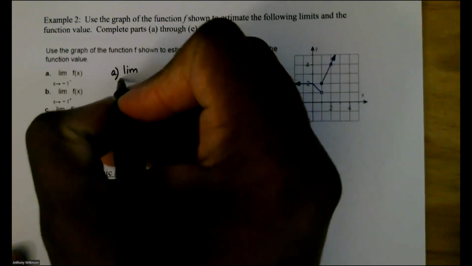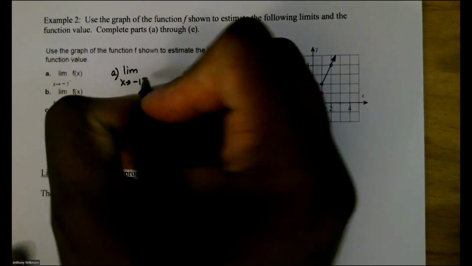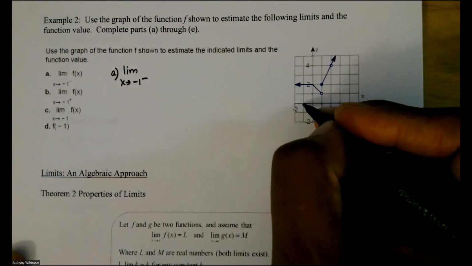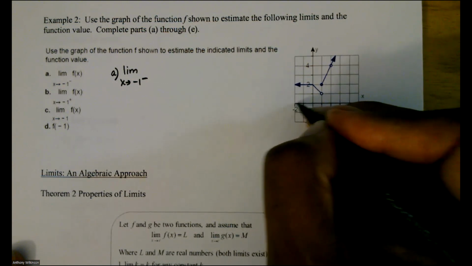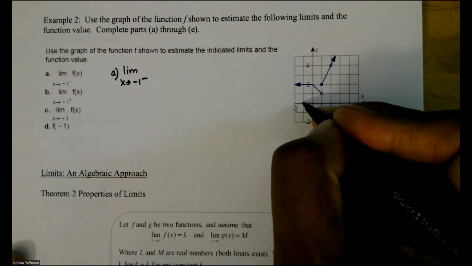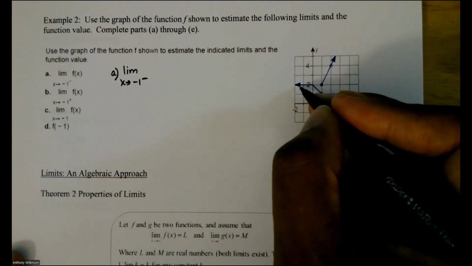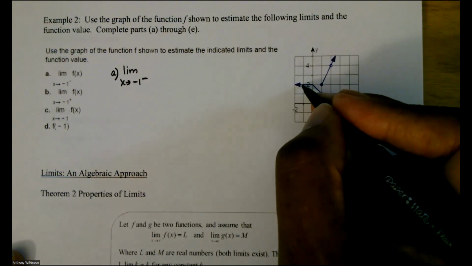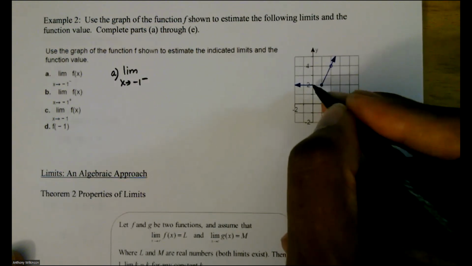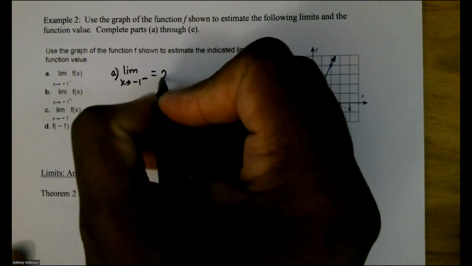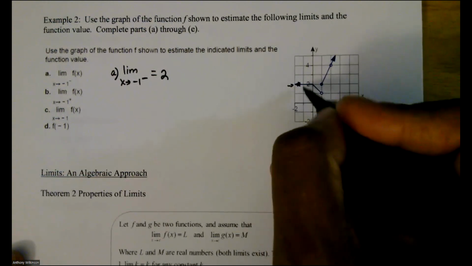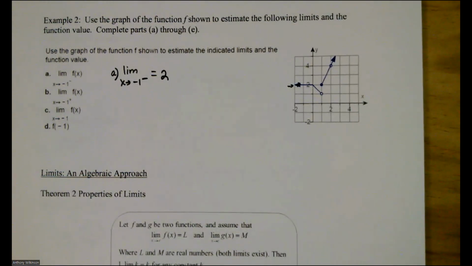So here the limit as x approaches negative 1 from the left. So we have to look to the left of negative 1, which is right here, and find out what's happening here as we come in from the left of negative 1. You can see here your f of x value would be equal to 2. That's because as we come from the left of negative 1, it's going to be equal to 2.